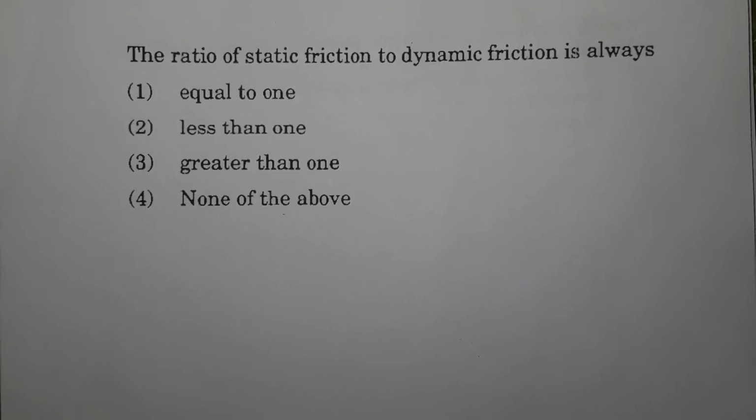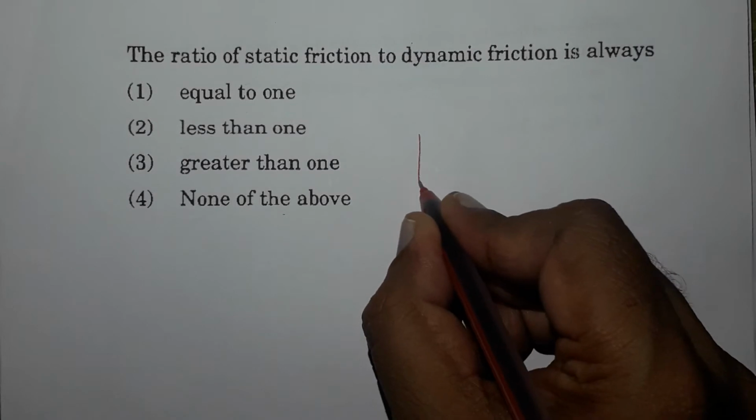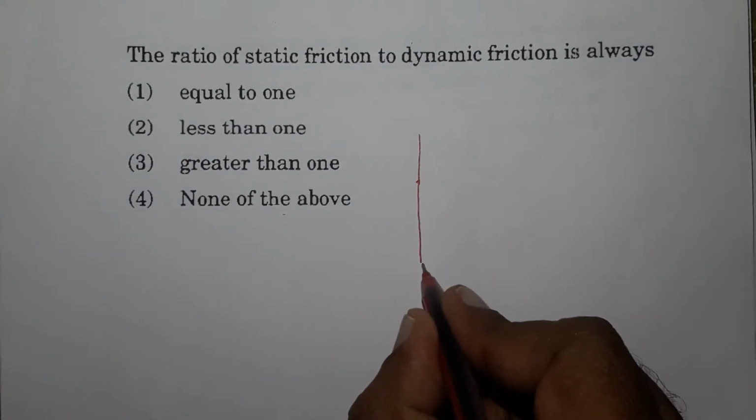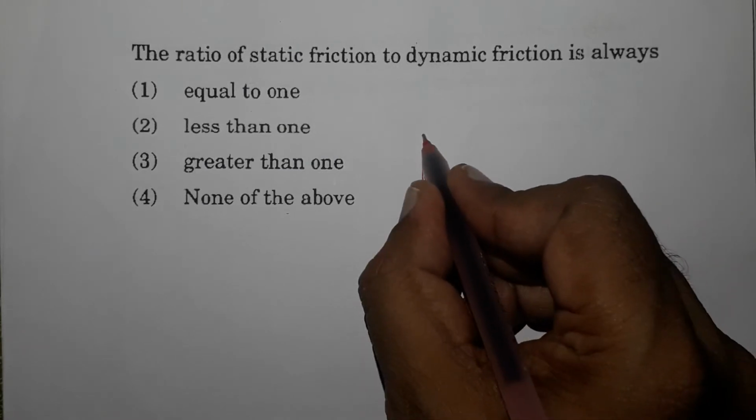Question number 4. The ratio of static friction to dynamic friction is always, and the four options are given. Now here, in order to explain this question, I am drawing a graph. If a graph of frictional force versus applied force is plotted, the graph is like this.